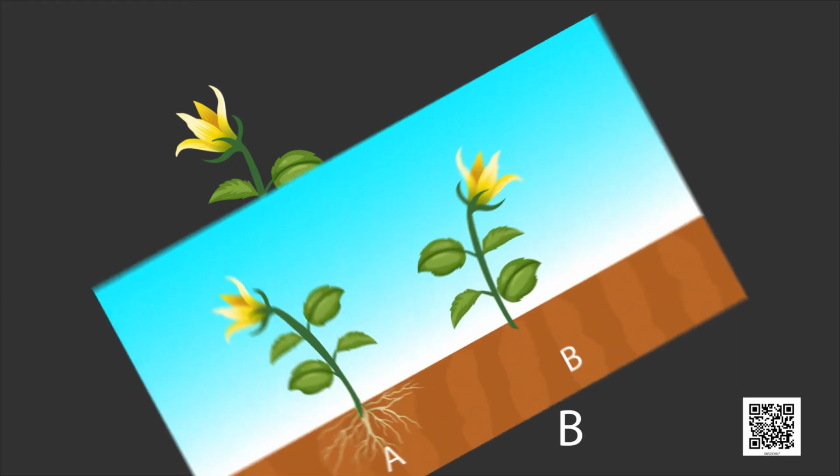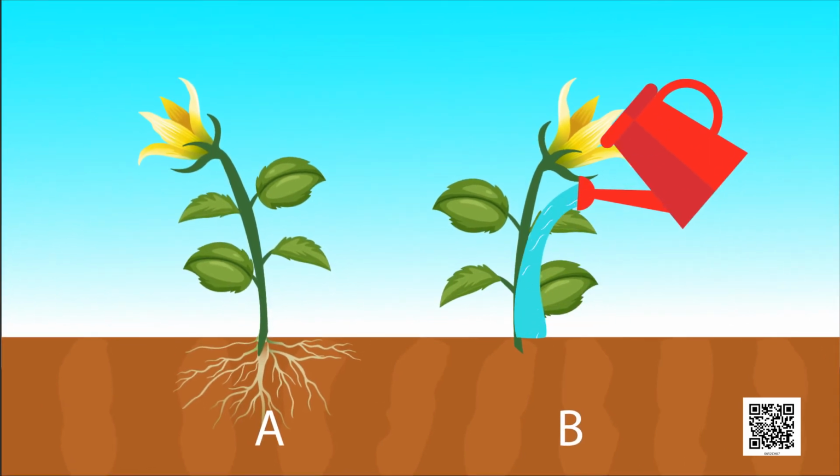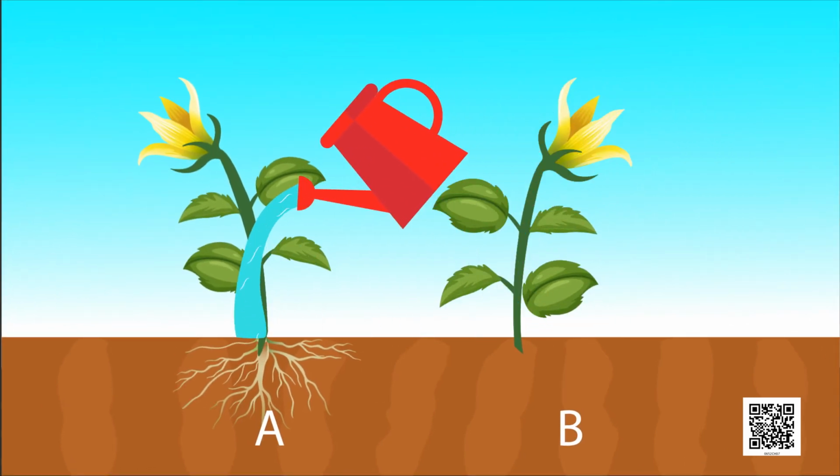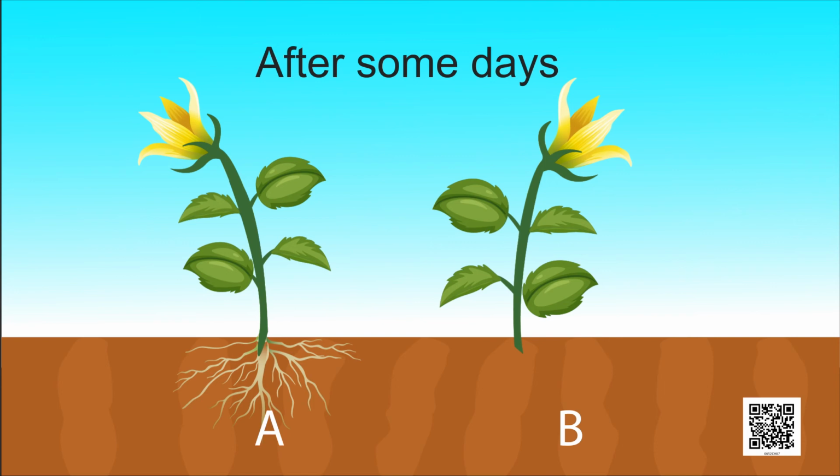Water them regularly. Observe the plants after a week. Are both plants healthy? Both the plants are watered regularly, but one is without roots, isn't it?